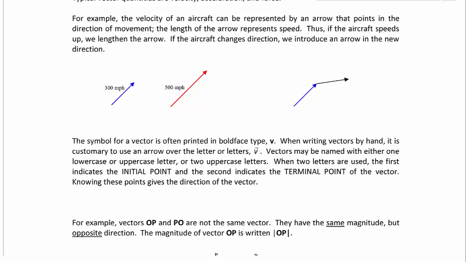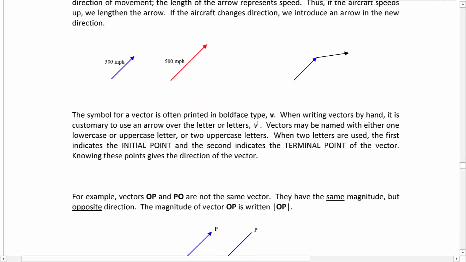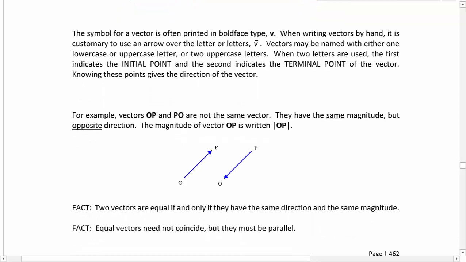If the aircraft changes directions, we introduce a new arrow in the new direction. And we see that there on the right with the blue arrow starting, and then we change direction, represented by the black arrow. The symbol for a vector is often printed in bold-faced type. So we'll see a lowercase bold-faced v. When writing vectors by hand and we can't boldface, it's customary to use an arrow over the letter or letters.